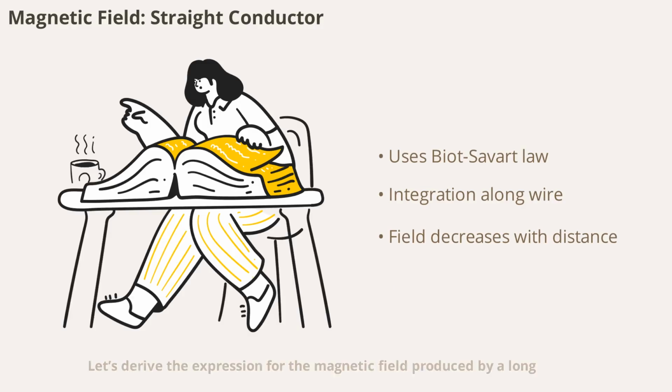Let's derive the expression for the magnetic field produced by a long straight current-carrying conductor. According to the Biot-Savart law, each infinitesimal segment of the conductor contributes to the total magnetic field at a point located at a perpendicular distance from the wire. By integrating these contributions along the length of the wire, we find that the magnetic field at distance r from a straight conductor carrying current I is given by B equals mu0 I/2 pi r. This result is widely used in practical applications, such as power lines and electrical circuits.